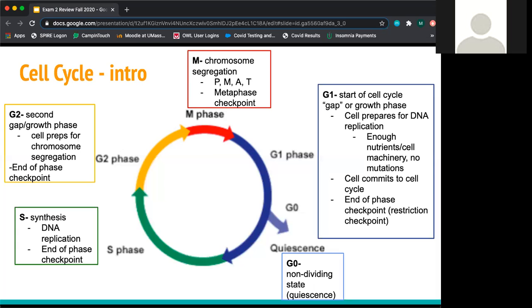Oh, we did not skip week 7, just for flow purposes. We're going to have it come after M phase. We're going to talk about microtubules. No, you're good. You're good.